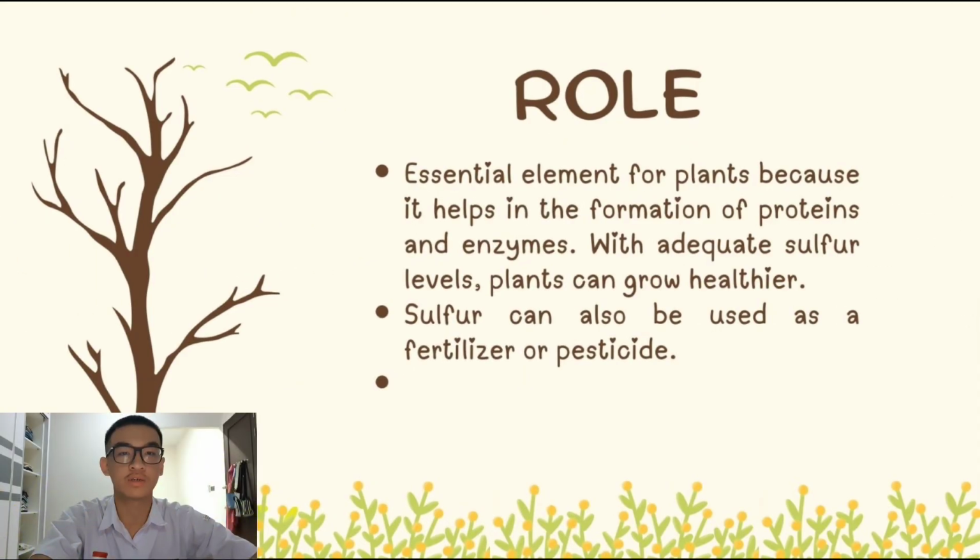So, sulfur plays a role in the formation of proteins and enzymes in living organisms. But sulfur can also contribute to air pollution. Sulfur also supports the food chain in the ocean, like phytoplankton. Sulfate can also be an essential nutrient for plants. For example, sulfate is used as a fertilizer or pesticide.